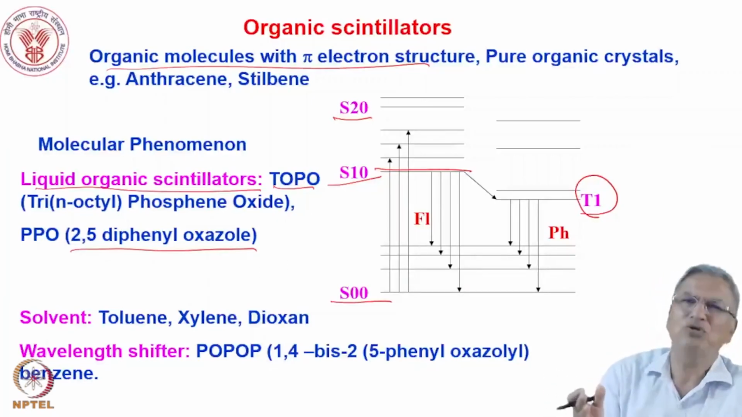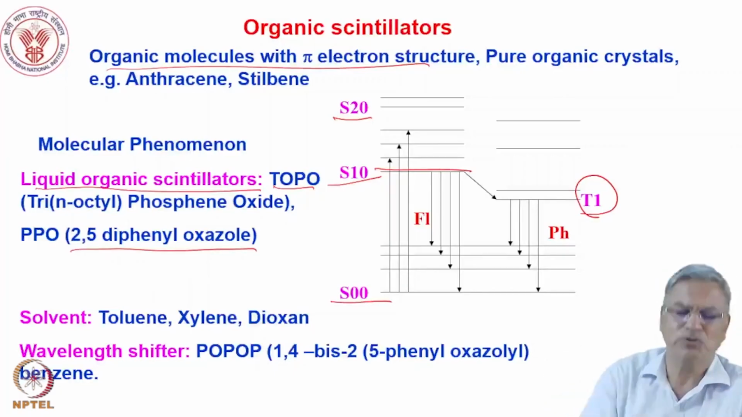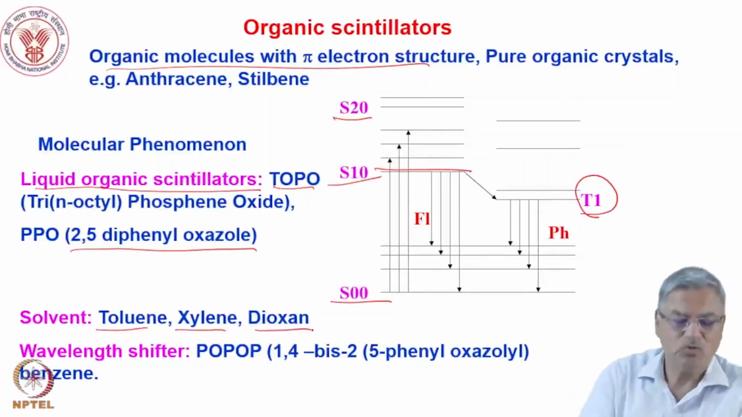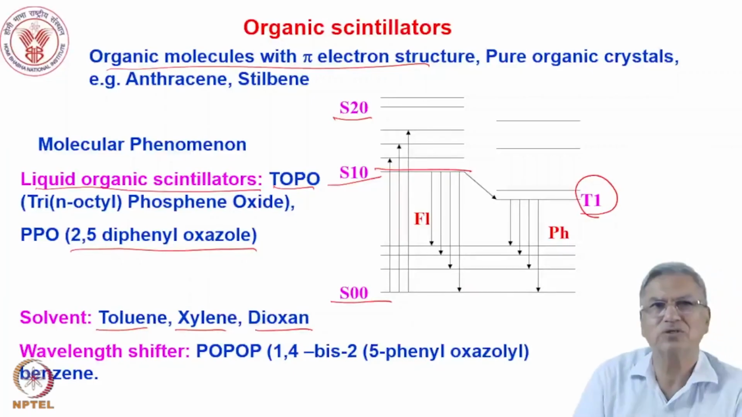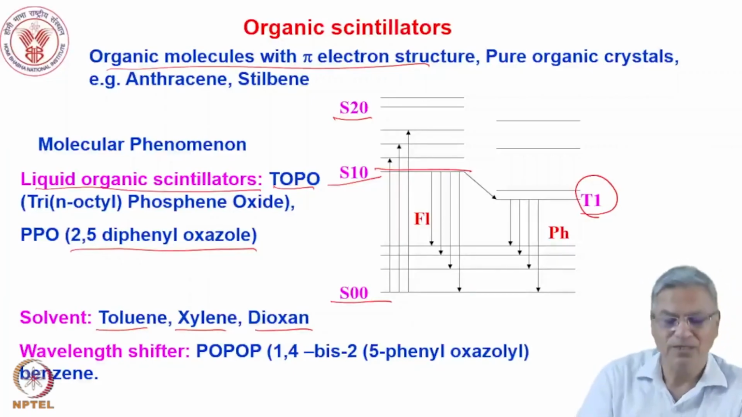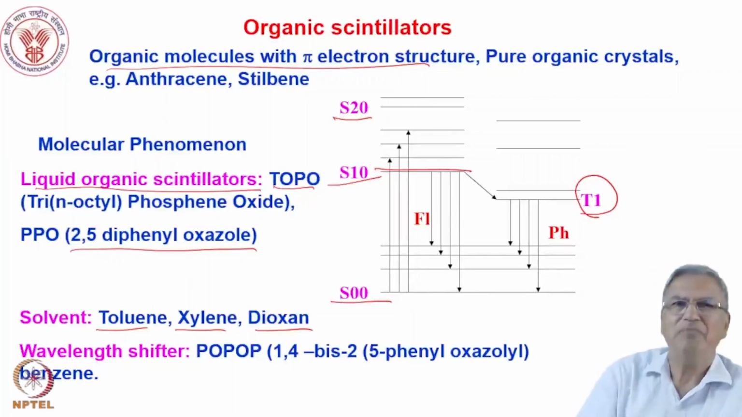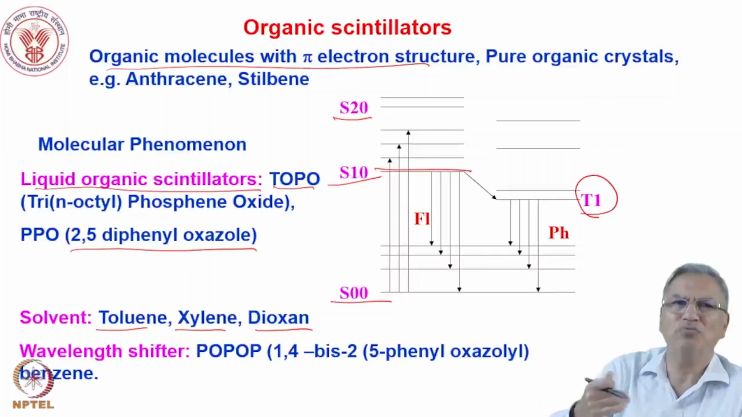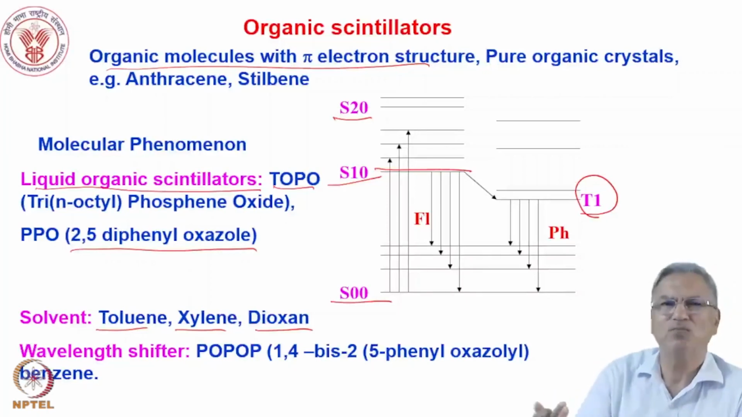Now, these organic molecules have to dissolve in some solvent. So for organic solution, you can use toluene, xylene. For aqueous soluble, you can use dioxane. And many a times, the fluorescence of these molecules may not be compatible with the PMT, photomultiplier tube.